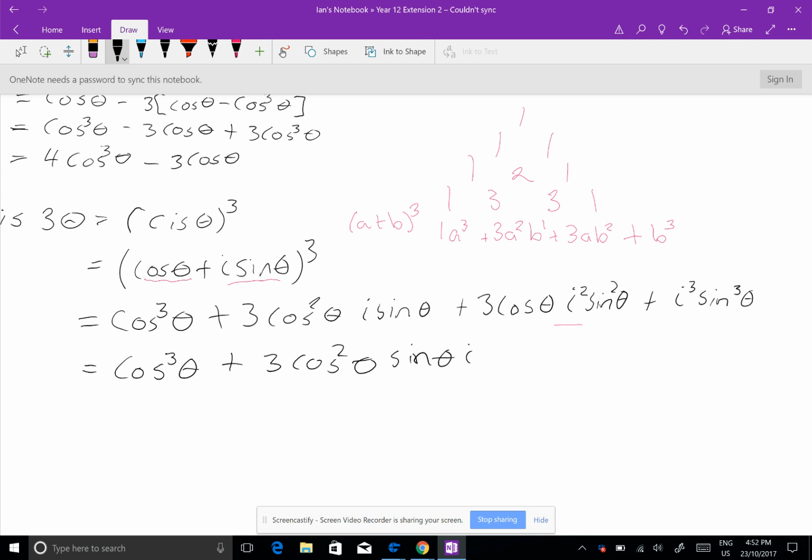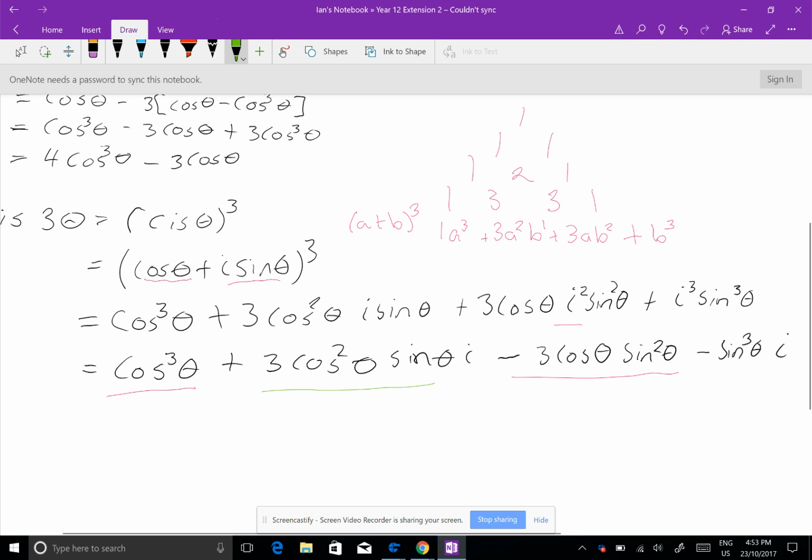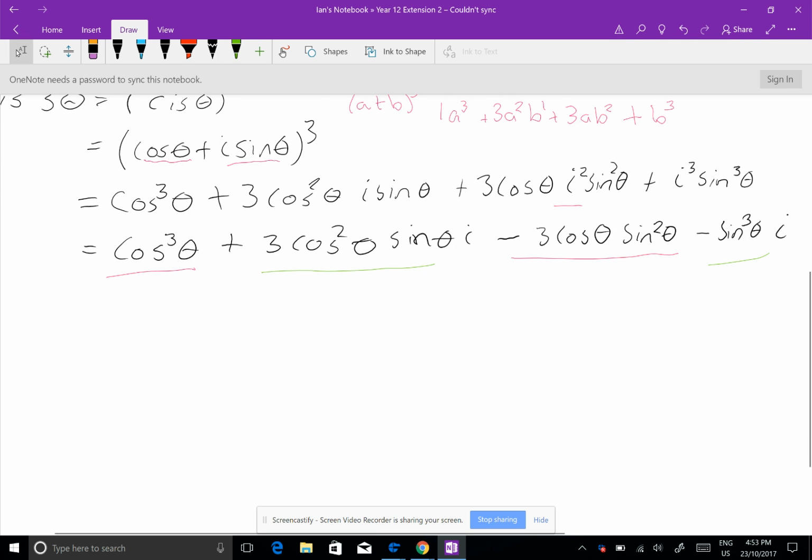Sine theta I. And that's going to become minus, because I squared is minus 3 cos theta sine squared theta. And this is going to become minus I, because I cubed is minus I. So I'm going to get minus sine cubed theta I. Now, if I put the real parts together, so this bit and this bit, and if I put the imaginary parts together, so this bit and this bit, we'll see what we get.